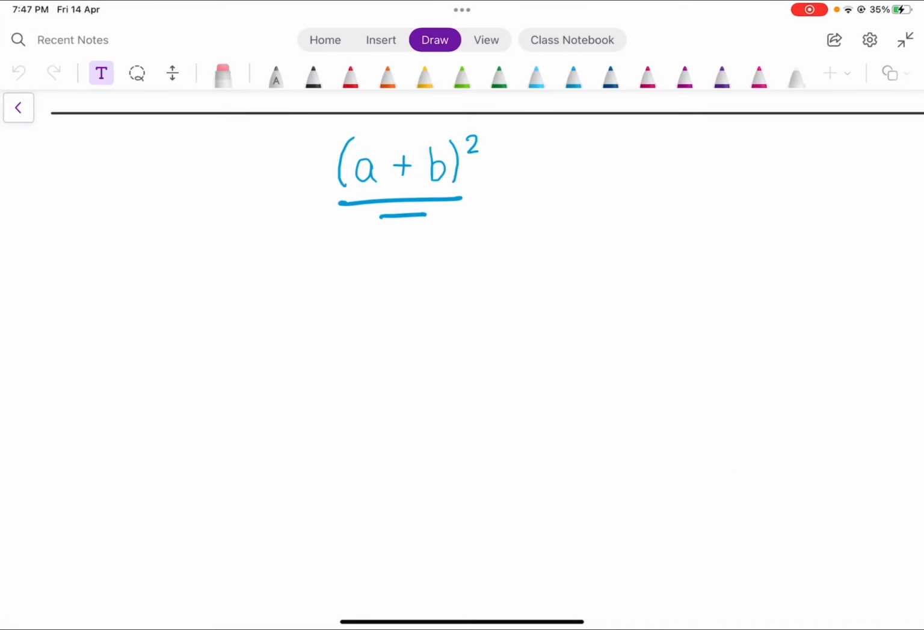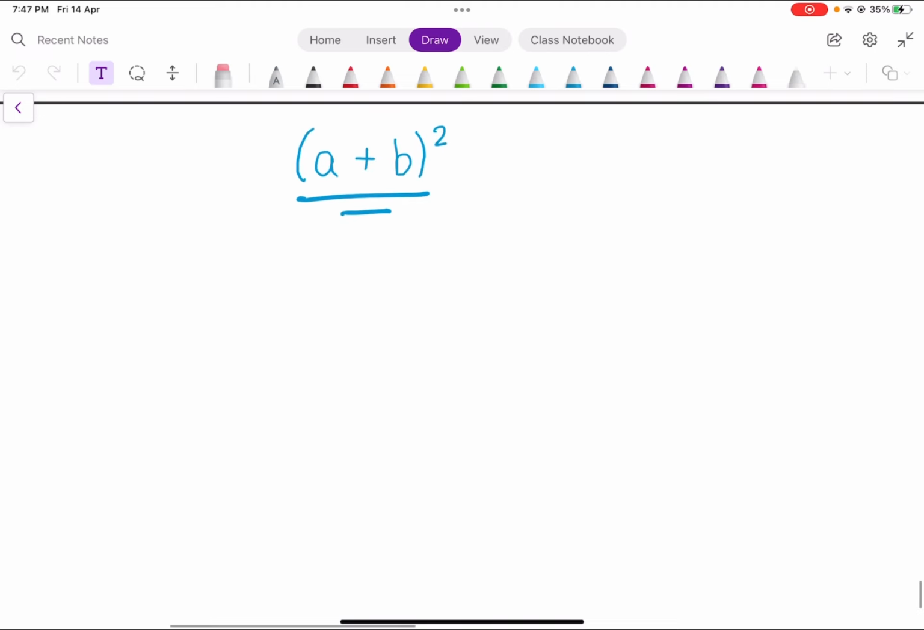Hi everyone. Today we're going to be talking about a very commonly used algebraic expression which is used a lot whenever we're talking about algebra. And that expression is, as you can see, a plus b whole squared. So today we're going to be talking about the different ways you can write this expression, and we're also going to be talking about how you can visualize it geometrically.